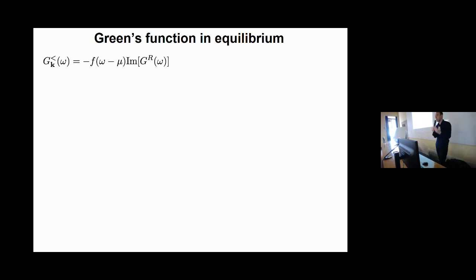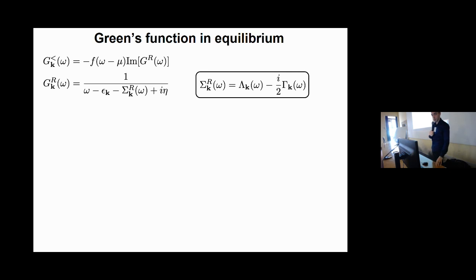Now, in frequency space, there are a few mathematical theorems that you can use to calculate the Green's function. One is called the fluctuation-dissipation theorem that relates the lesser Green's function to the retarded Green's function that is written here. But that's not so important. And the retarded Green's function satisfies a Dyson equation we have already seen. So I just write it, the Dyson equation for the retarded Green's function explicitly in frequency space. Now, the retarded Green's function can always be written, like any complex number, into a real and an imaginary part.